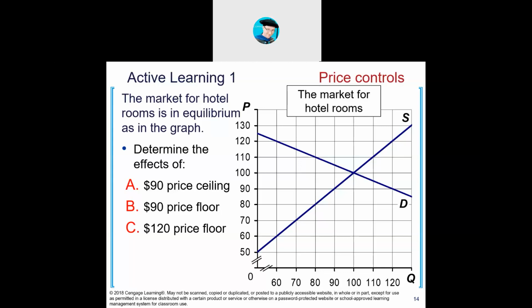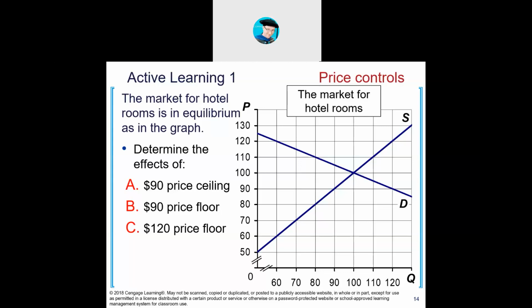So we determine the effect of the prices. If we have a $90 price ceiling, I would never be able to hit the point of equilibrium because it would limit my sales price to $90. I wouldn't be able to go above it. It would cause a shortage of hotel rooms, and I would never be able to maximize my supply. So therefore, I would have a shortage.